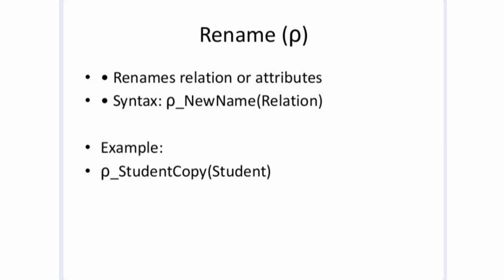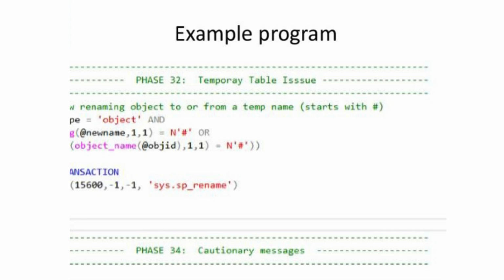Rename. Let's now look at the rename operation, denoted by the Greek letter rho. Rename is a simple but powerful operation. It lets you assign a new name to a relation or its attributes. This is especially useful when working with complex queries or when joining a relation with itself. Syntax: rho new name in brackets old relation, or rho new name in brackets a1, a2, and so on, an, in brackets relation.